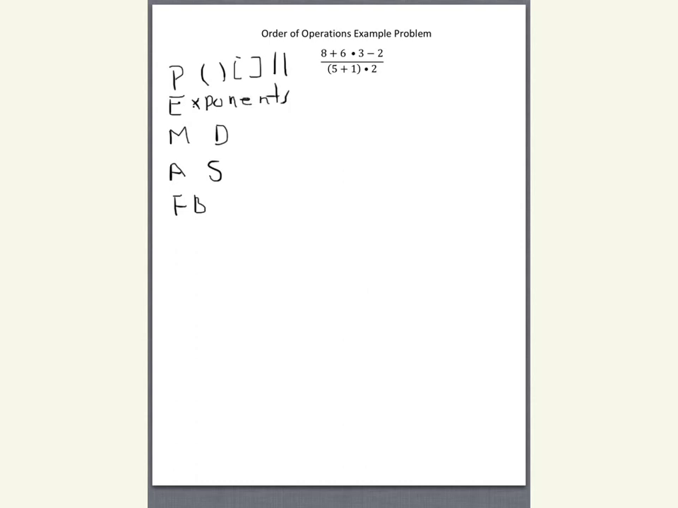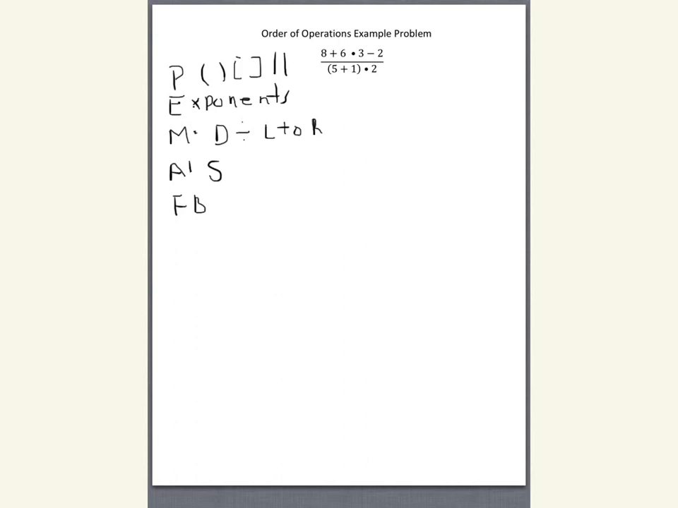Our M is for multiplication. We use a dot for this, not an X. Our D is division. And we have to remember that multiplication and division are done left to right. So when you look in your problem, you're going to go left to right doing whichever one comes first, multiplication or division.